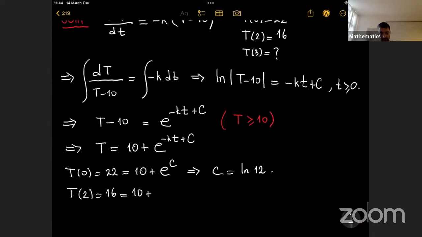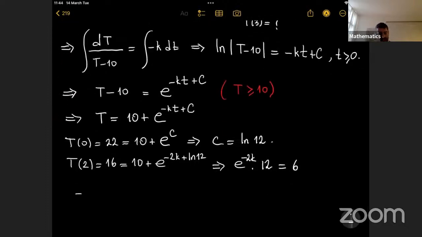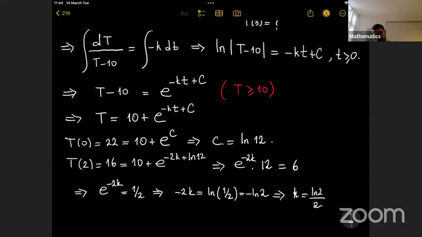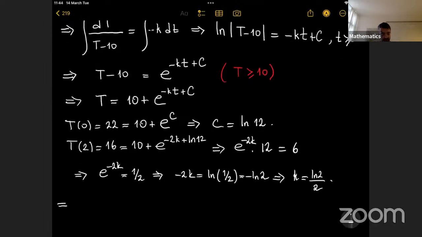Ten plus, well, what is t? T is 2. It's going to be e to the minus 2k plus c, now ln 12, is equal to 16. So this tells you basically e to the minus 2k times e to the ln 12, which is simply 12, is equal to 6. Or you can say e to the minus 2k is equal to 1/2. And from here, minus 2k is equal to ln 1/2, which is minus ln 2. So k is equal to ln 2 over 2.